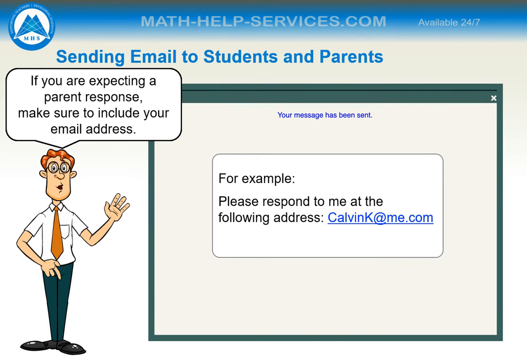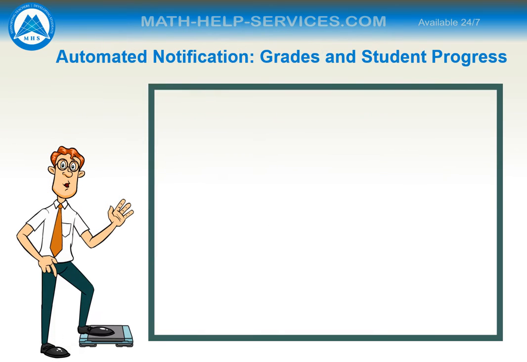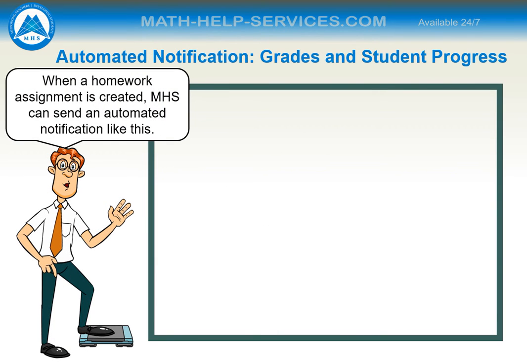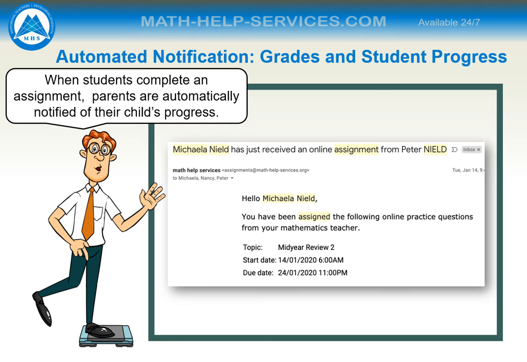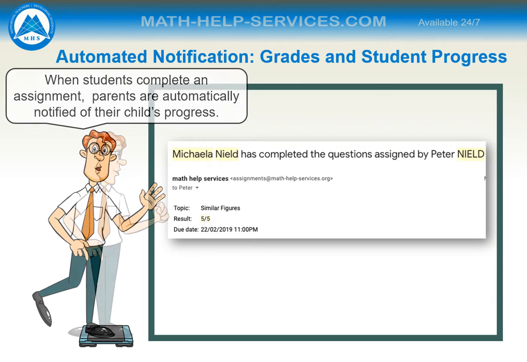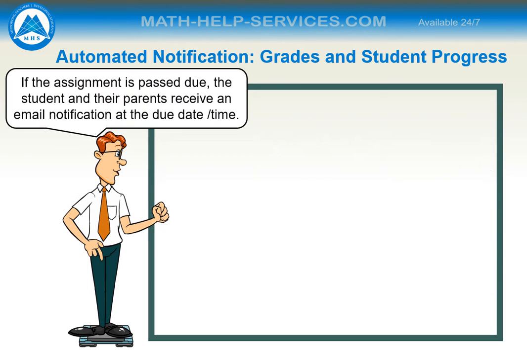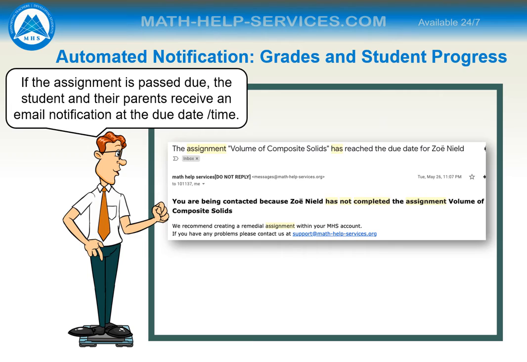For example, when a homework assignment is created, MHS can send an automated notification like this. When students complete an assignment, parents are automatically notified of their child's progress. If the assignment is past due, the student and their parents receive an email notification at the due date and time.